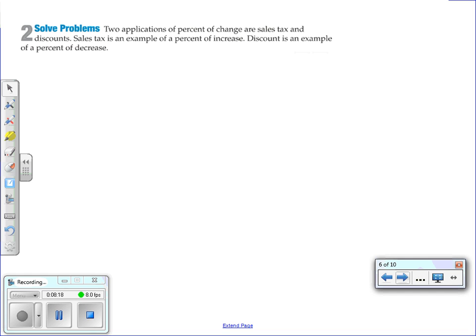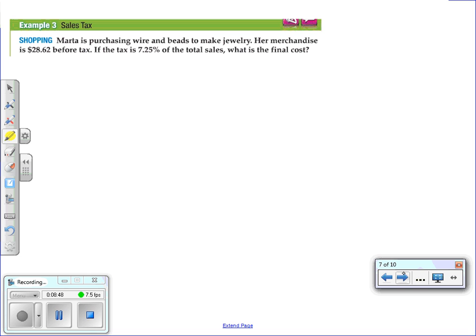All right, so 2 applications of percent of change are when we have sales tax or when we have discounts. So this is something you're going to use a lot. So that's why I thought it would be important to do this chapter. Sales tax is an example of a percent of increase, right? You're going to have to add something on to it. It's going to change the price. It's going to increase. Discount is an example of the decrease. All right, let's look at a sales tax problem, shall we?